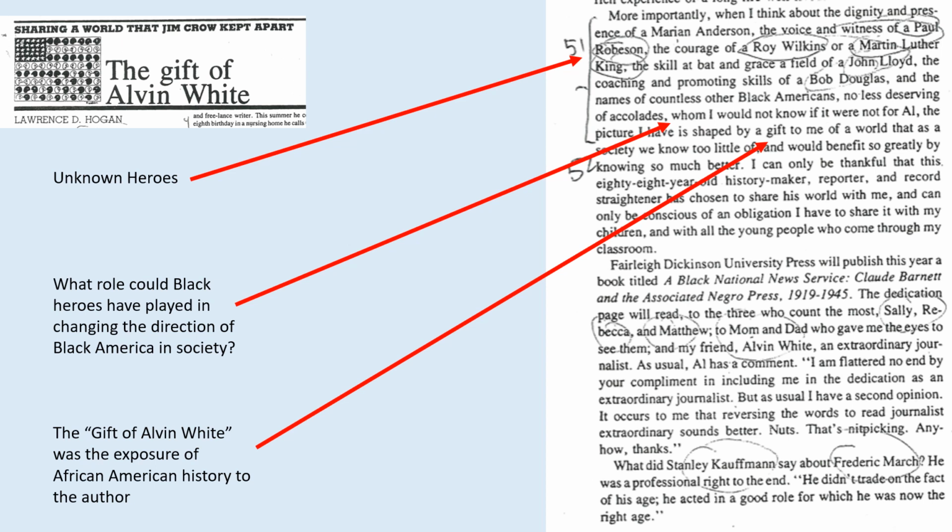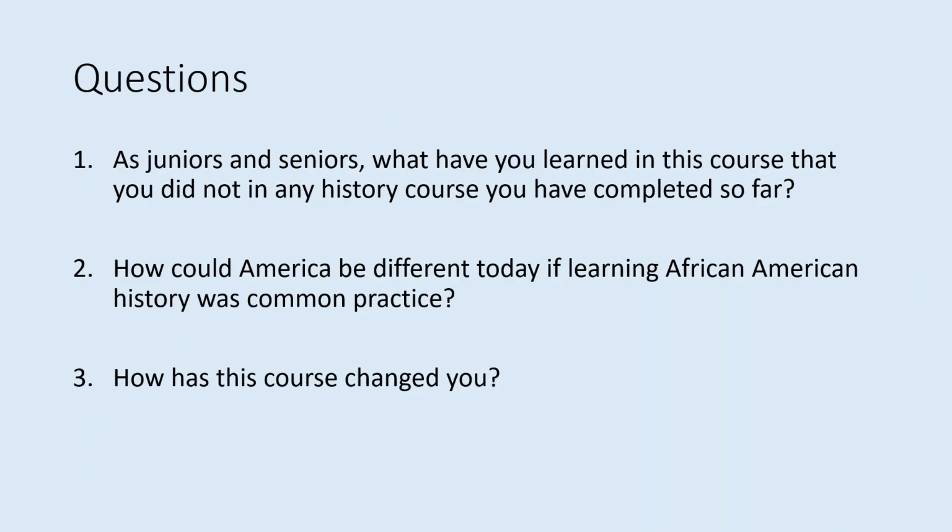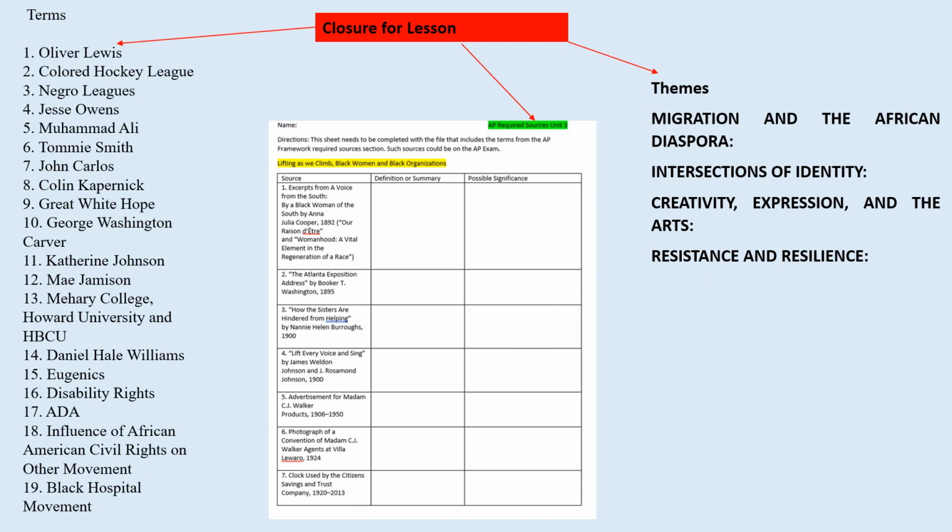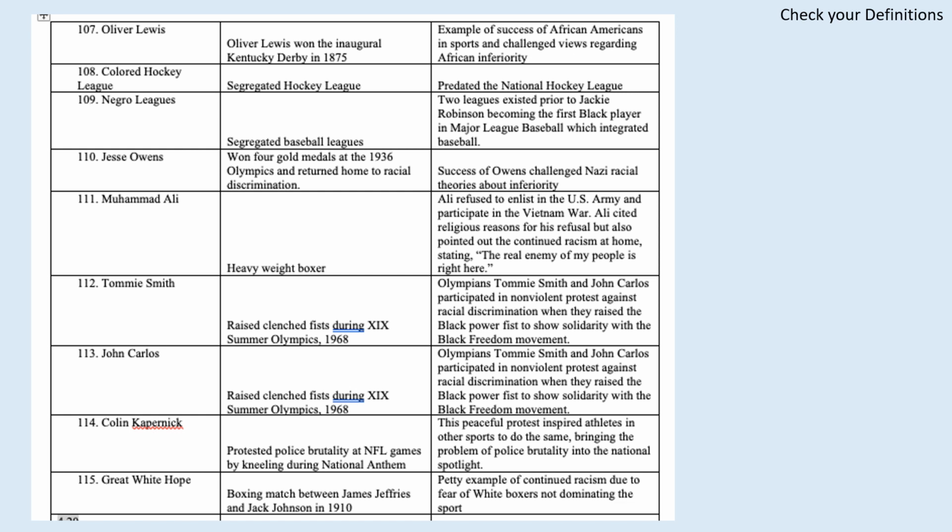As we come to the end of the science and technology section, we want to think about these unknown heroes once again, coming back to the gift of Alvin White. What role could Black heroes have played in changing the direction of Black Americans in society? And then we're going to have to revisit these questions as we have a conversation about these three issues. At the end of this class, you want to be able to define these terms. And if you're struggling with the definitions, feel free to use this sheet.